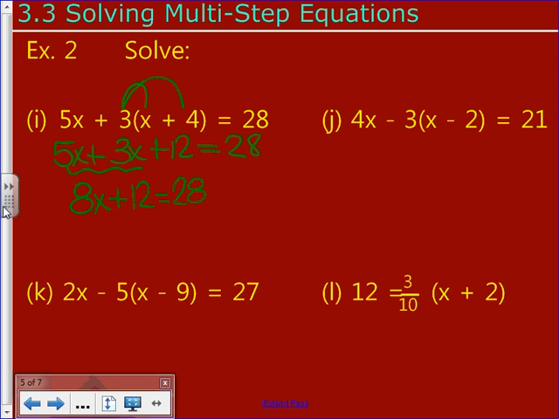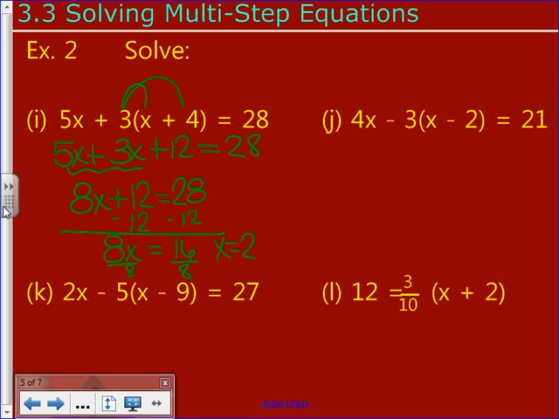5x plus 3x is 8x plus 12 equals 28. Okay? Now we're down to just a 2-step equation. Subtract 12. 8x equals 28 minus 12 is 16. And last step, divide by 8. You may know that x equals 2. Single answer. Let's move on to J.